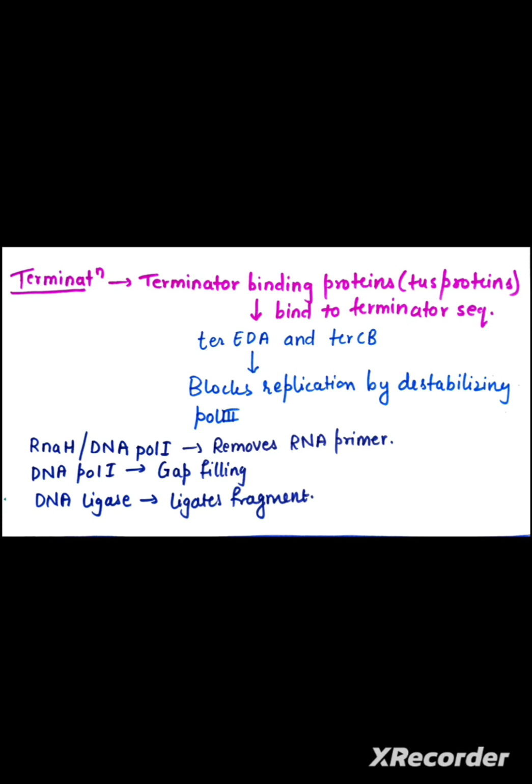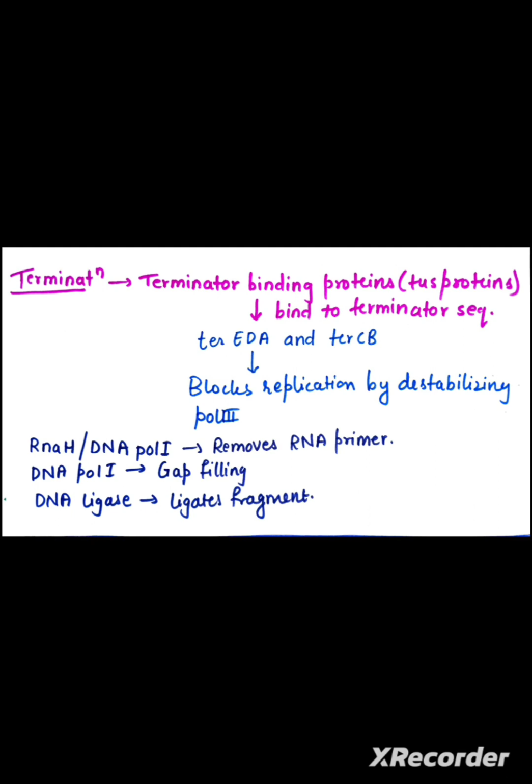Now this is not the end, okay, because we still have primers there. These are the RNA primers, right? So they have to be removed, and it is done by either RNase H or DNA Pol 1 in prokaryotes. Okay, now once you remove those primers, again you need to add the DNA nucleotides there, right? That is done by DNA Pol 1. So gap filling is done.